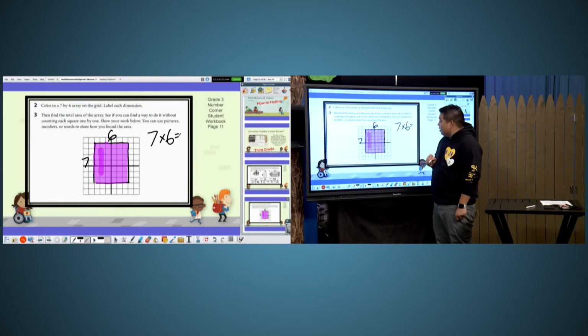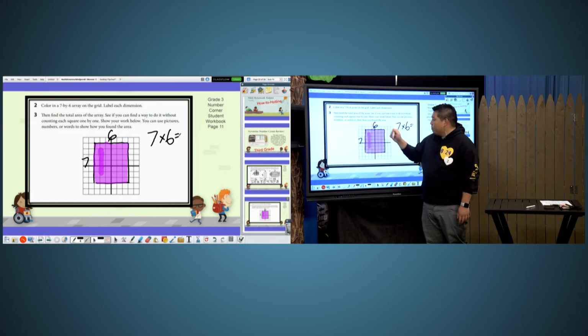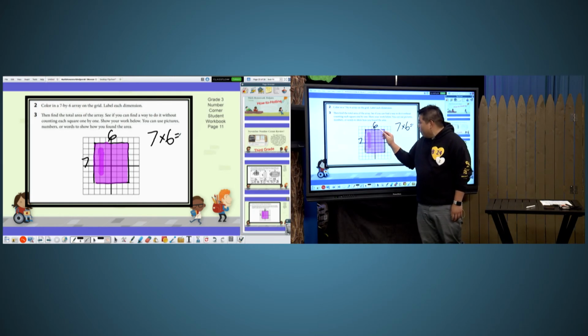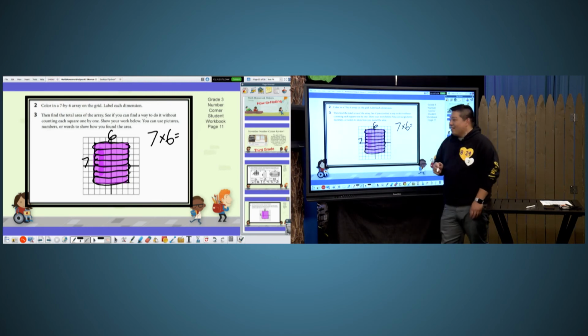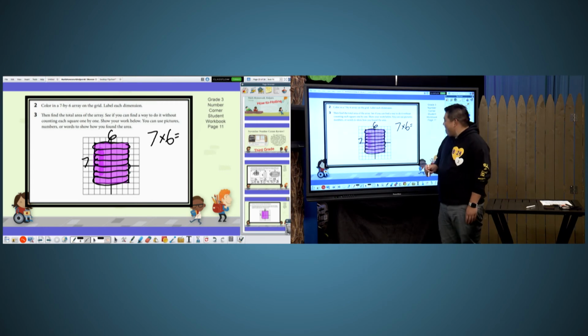So we can look at it as far as grouping goes, right? 7 groups of 6. That means I have 1 group of 6, 2 groups of 6, 3 groups of 6, 4 groups of 6, 5 groups of 6, 6 groups of 6, 7 groups of 6. I lost count there. It's a little confusing. There's a lot going on. A lot of groups of 6.